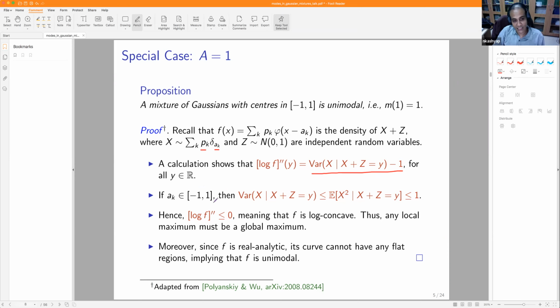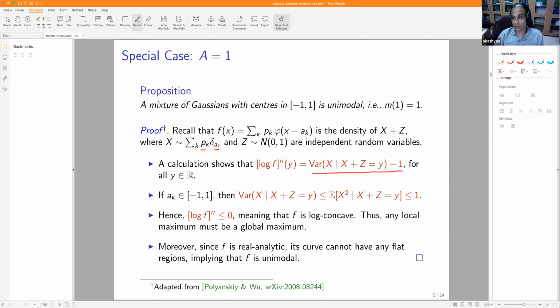So now, if all the a_k lie between -1 and 1, that means that x is taking all its values between -1 and 1. So the variance of x is going to be upper bounded by the expected value of x squared. Whatever the conditional distribution is, all the values of x squared are between 0 and 1, and so the expectation is at most 1. So this shows, therefore, that the second derivative of log of f is non-positive. In other words, f is log concave.